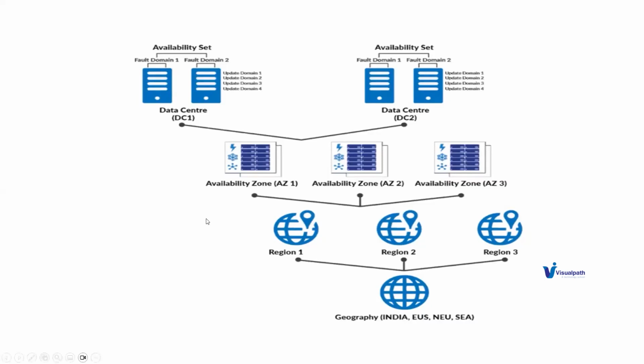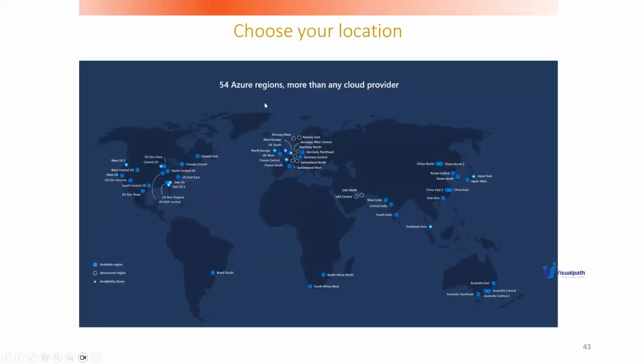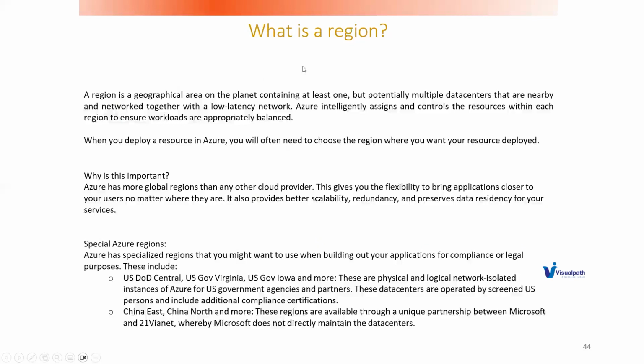Okay. Then we have these availability zones. Then we started with 54 regions. We talked about this. What is a region? Guys, have you not seen what a region is while you were creating that virtual machine? We have seen what a region is, right? We have also seen what an availability zone is as well.